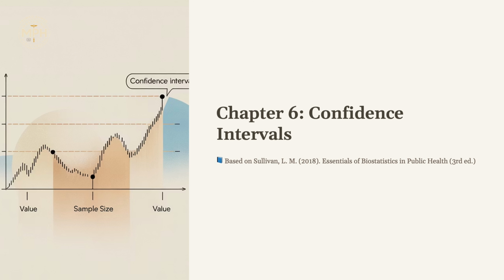In public health, we often use sample data to estimate what's true in the population, but we rarely get the exact number. Instead, we create a confidence interval, a range of values that's likely to contain the true answer. In this chapter, we'll explore how to construct and interpret confidence intervals for different types of outcomes.